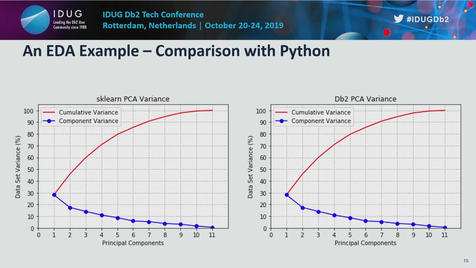And the cumulative chart just says, as I go up the chart, as I add all these components together, I get to a point where maybe 80 or 90% of the data can be separated by just using these 5 components. That means I don't need to worry about the others. I can exclude them from my model because I don't need them anymore. That's an example of an EDA process, and it's something we did in Db2 without ever taking the data out of Db2.